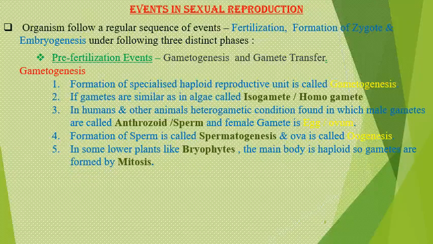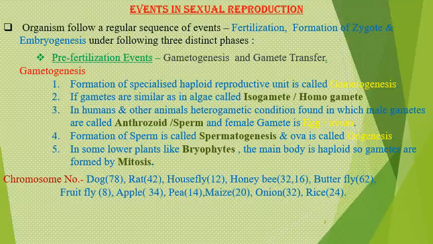In some lower plants like the bryophytes, the main body is haploid, so gametes are formed by mitosis. Then there is information related to the chromosome number in different organisms on the earth. If we select a few animals, then the dog has 78 chromosomes, the rat has 42 chromosomes, the housefly has 12 chromosomes, and the honeybee has 32 and 16. This is the haploid male drone, while the butterfly has 62 chromosomes. The fruit fly has 8 chromosomes.